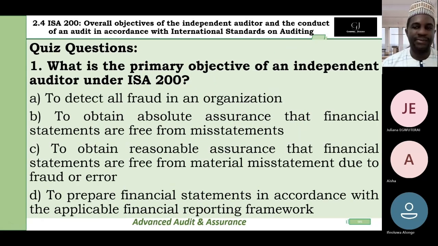Number one, what is the primary objective of an independent auditor under ISA 200? A, to detect all fraud in an organization. B, to obtain absolute assurance that financial statements are free from misstatements. C, to obtain reasonable assurance that financial statements are free from material misstatements due to fraud and error. D, to prepare financial statements in accordance with the applicable financial reporting framework.